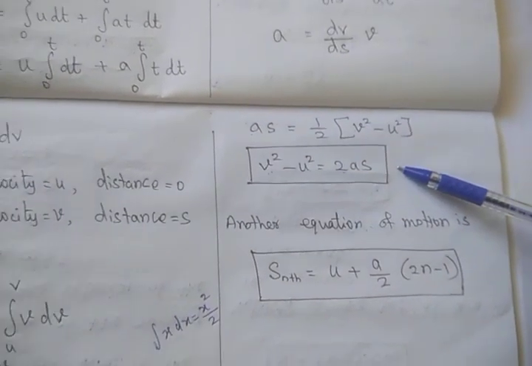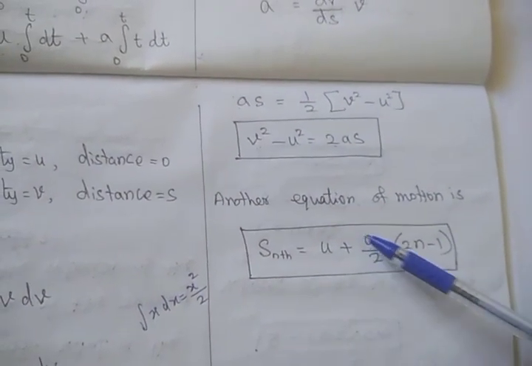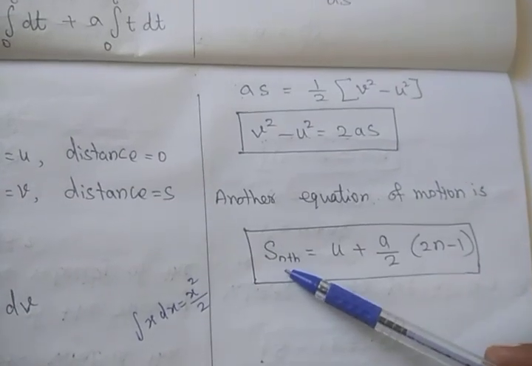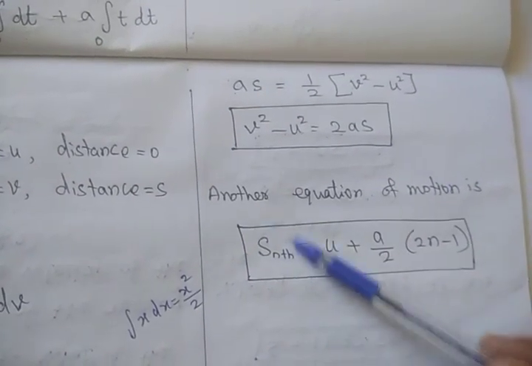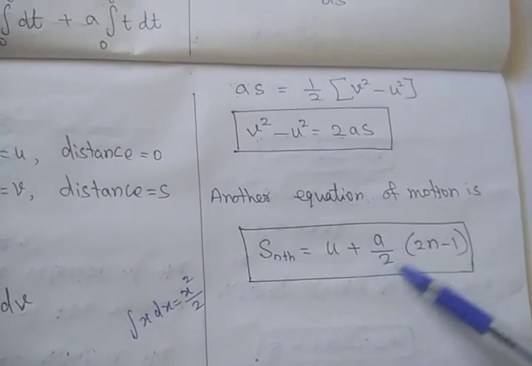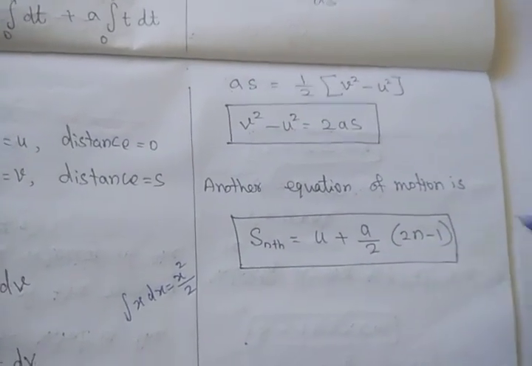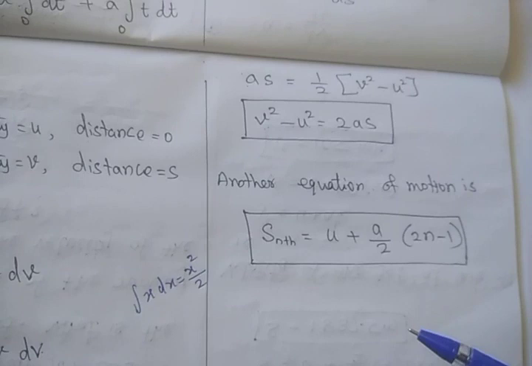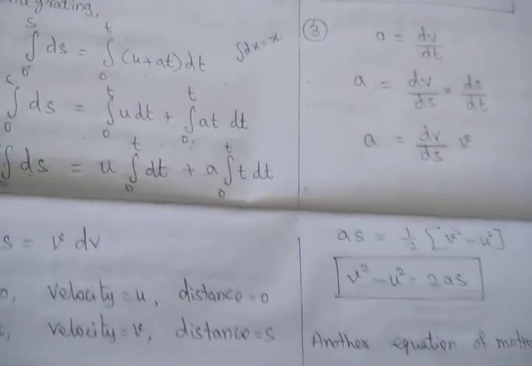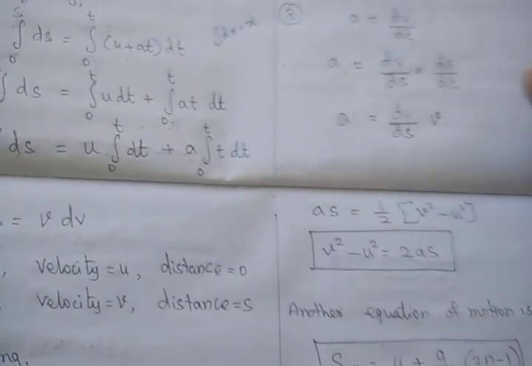Yes, good students. There is one other equation of motion, for the distance covered in the nth second: u plus a by 2 into (2n minus 1). You should know this equation of motion for your examination purpose. So dear students, we have completed the three equations of motion very clearly.